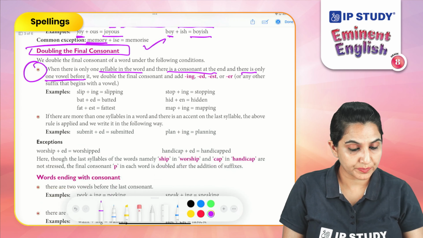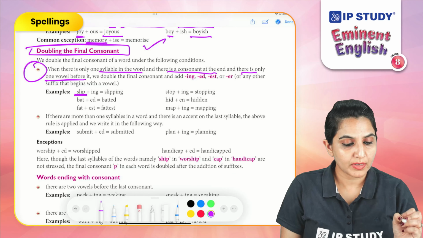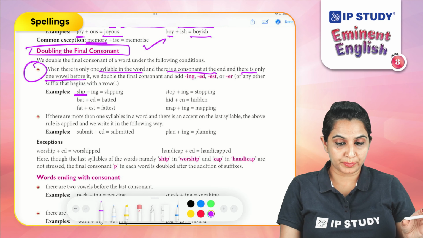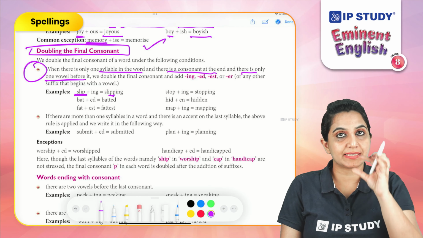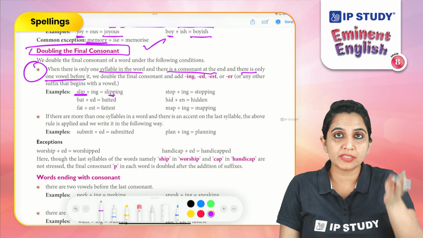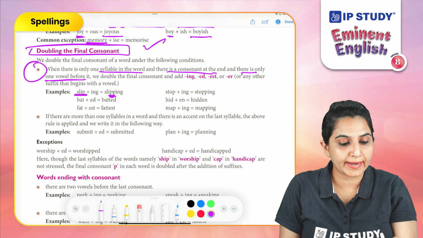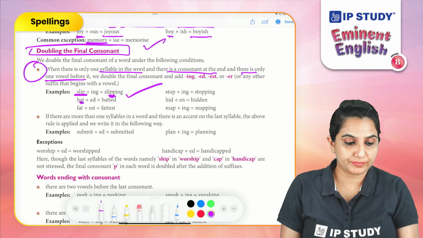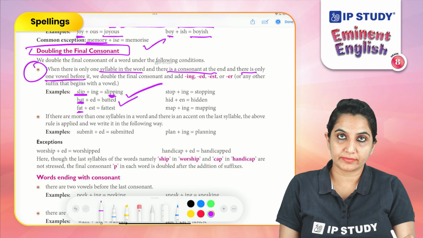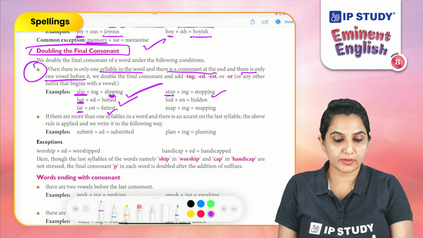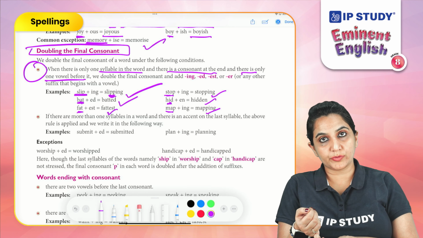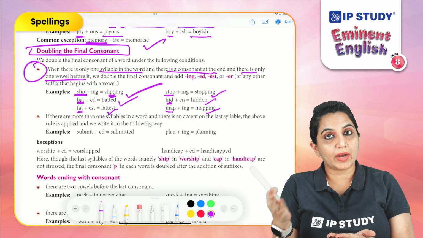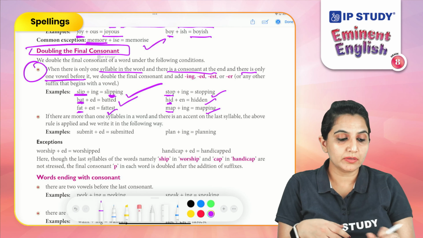For example, slip. This is ending with a consonant. P is a consonant. There is only one vowel before it. Therefore, we will double it. Slip has one syllable, ending with a consonant, with a vowel just before that. So simply double the consonant and add the suffix. Bat, batted; fat, fattest; stop, stopping; hid, hidden; map, mapping. So when the word ends with a consonant, has a vowel before it and has only one syllable, while adding the suffixes you just double the consonant.